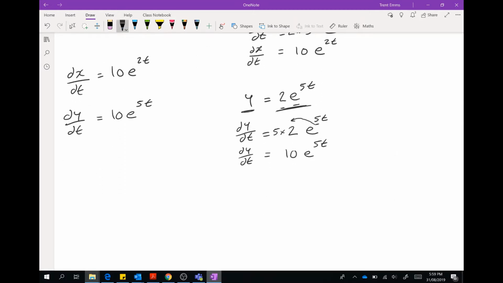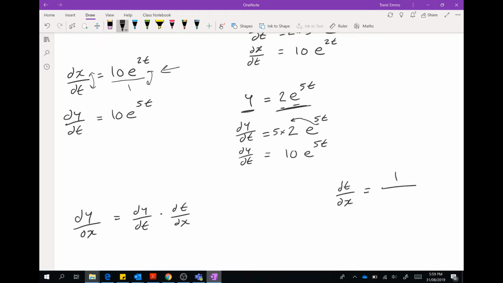Right. To get dy by dx, we needed dy by dt times by dt by dx from before, and to get dt by dx, because at the moment we only have dx by dt, I just have to flip this upside down, and then I'd have to flip this upside down, so we can imagine this as being over 1 at the moment, because that would still be the same, and then just flipping that upside down. So dt by dx is 1 over 10 e to the 2t.